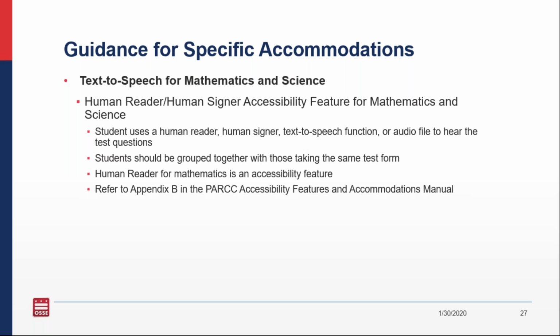The human reader for math is also an accessibility feature. But for additional guidance on this one, you should refer to the Appendix B in the PARCC Accessibility Features and Accommodations Manual. This is also intended for a small subset of students, not intended for a large population or your moderate students performing moderately below grade level in the area of math or science.